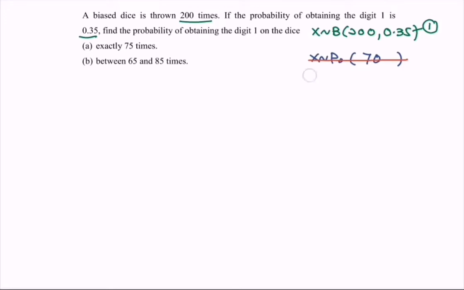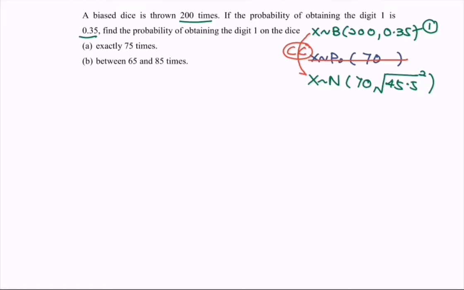Continue. In order to use the normal, we have the mean, which is 70. Next is to find the variance, the standard deviation squared, where we multiply 70 by 0.65. So we will have 45.5, and we express the situation as mu and the standard deviation squared. So in here, we have moved from the discrete towards the normal, which is the continuous. So do remember continuity correction.